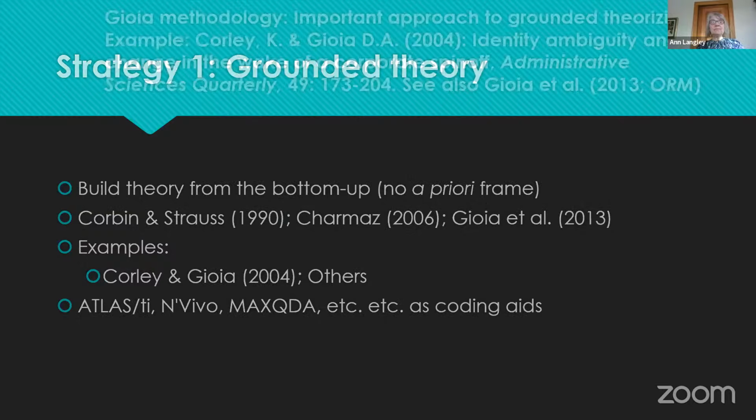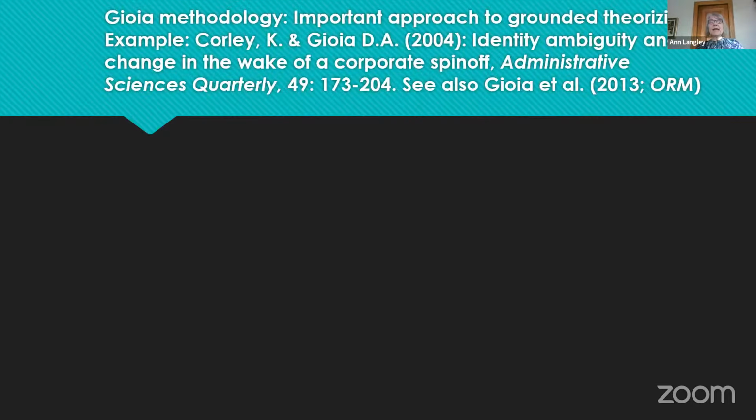So a really great example of the Gioia method is the 2004 paper by Corley and Gioia on identity ambiguity in Administrative Science Quarterly. And I use this as an exemplar of the type of bottom-up coding that dominates a lot of process research, as well as any other qualitative research. And this method involves 3 types of artifacts.